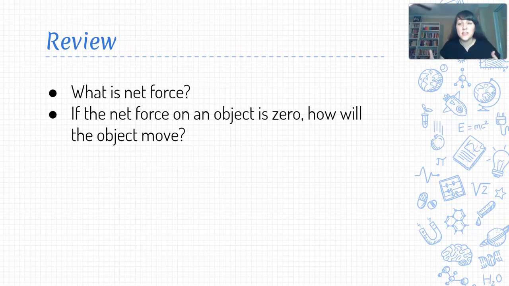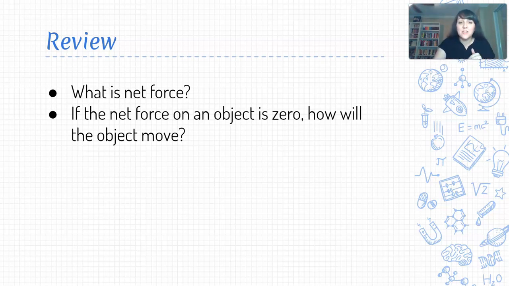Another question, if the net force on an object is zero, how will our object move? Well, if the net force is zero, then I know that my object is in equilibrium. And objects in equilibrium do not accelerate. They obey their own inertia, and so they maintain their constant velocity, which means that if an object is already sitting still and the net force is zero, it's going to keep sitting still. If an object is already moving along at some velocity and the net force is zero, it's going to keep moving along at that same velocity. So zero net force means zero acceleration, which means constant velocity.